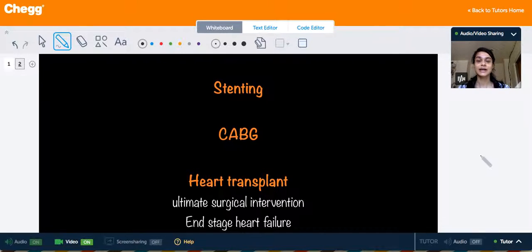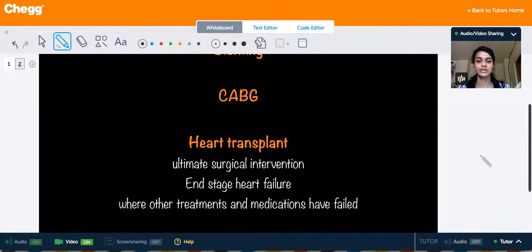The last method that we use is the ultimate surgical intervention for CHF, and that is a heart transplant, where the failing native heart is replaced by a healthy donor heart. This is the ultimate treatment for end-stage heart failure, and it is used when all the other treatments and medications have failed. So this is your last option, which is a heart transplant.